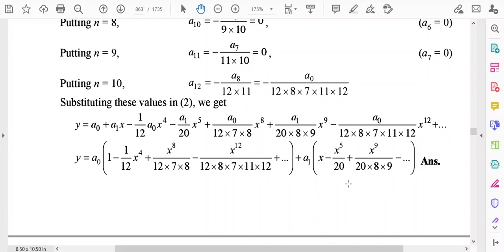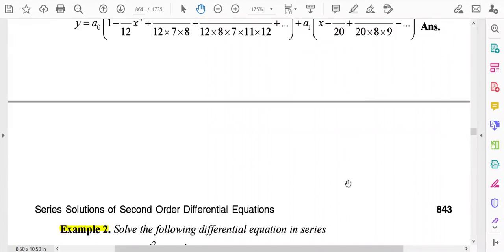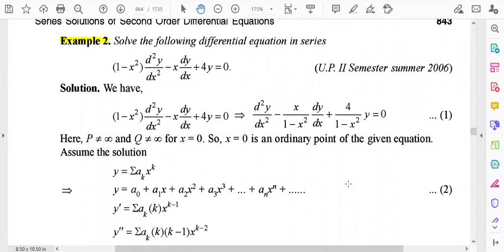Now let us take another example. Suppose this is the differential equation. In the first step, we have to express it in the standard format. So we have to divide the expression by 1 minus x square. Then d square y by dx square minus x by 1 minus x square dy by dx plus 4 by 1 minus x square into y is equal to 0.